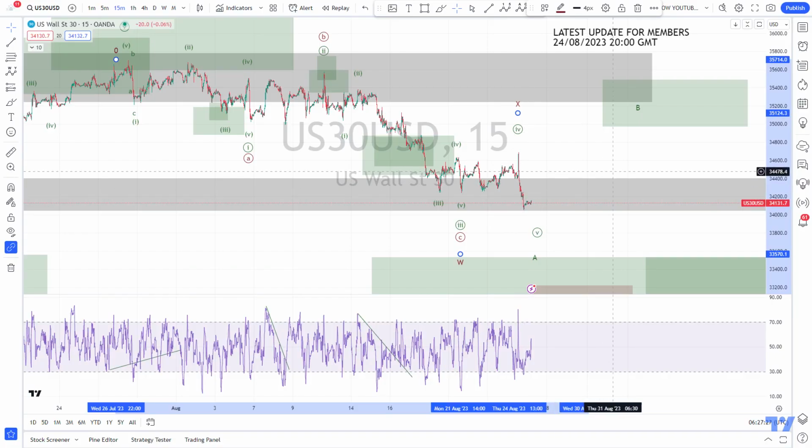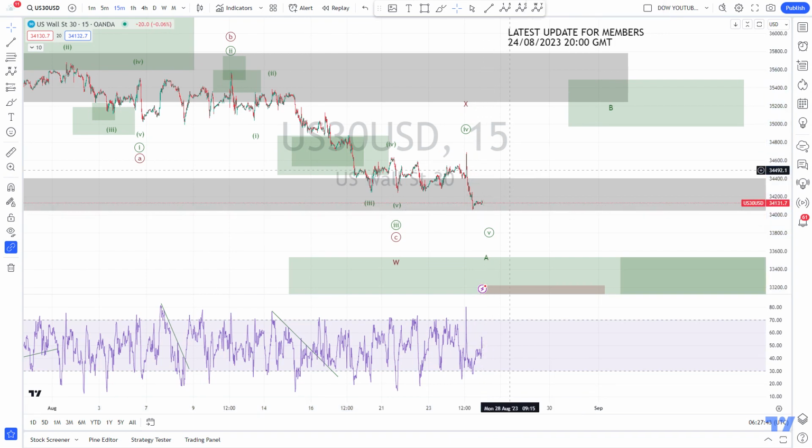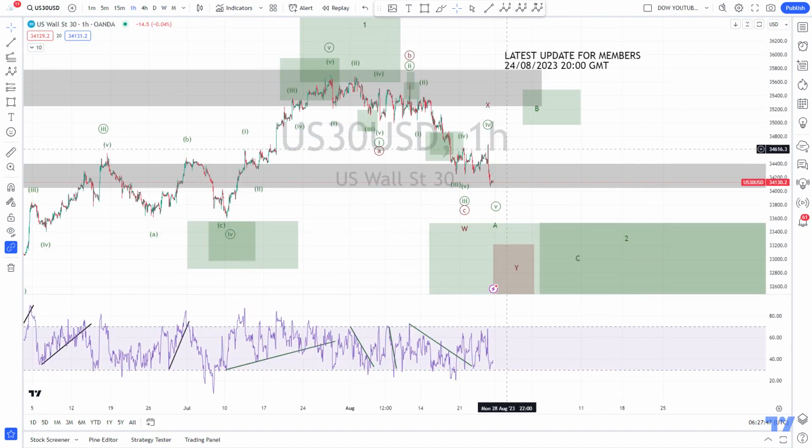So let's have a look also on the 15-minute. We don't get any wiser. It could be that it is finished here. Could be that we see a bit more downside. But in my primary scenario, I would say this wave 5 is about to end, or can end, or has ended, which means the wave A is in.